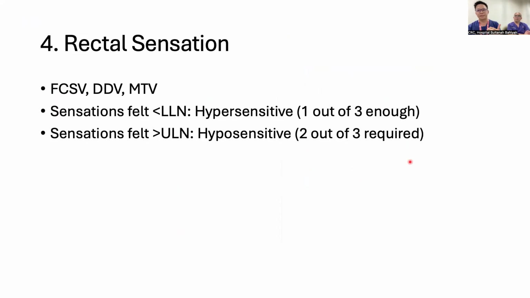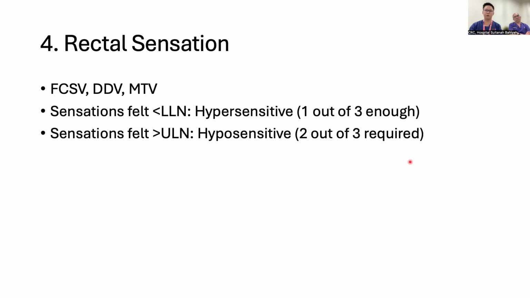If you are feeling the sensations lower than the lower limit of normal, that means normal people feel it at 110, 150 mils, and you are feeling it at 20, 30 mils, that means you are having a more sensitive rectum. Your rectal sensation is more sensitive than usual. That is rectal hypersensitivity. Most normal people, at 200 mils, feel, wow, I cannot tahan already, I need to go to the toilet.